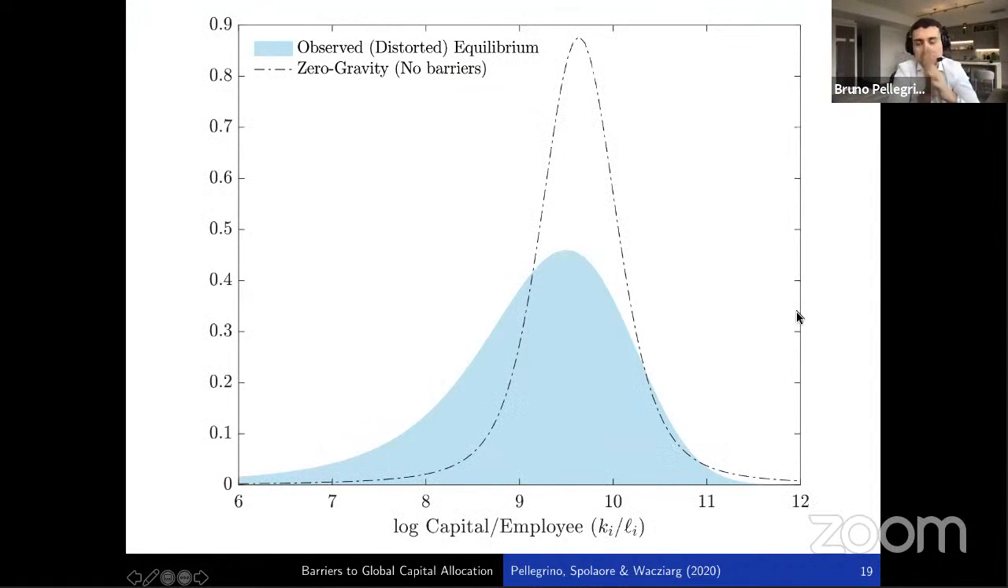But here's perhaps the most interesting result, and it's the country heterogeneity. What we find is that when we remove these barriers and let capital reallocate across countries, it tends to redistribute itself in a much more equal way across countries. So here you're looking at the distribution across countries of capital per employee in logs. And the light blue area is the observed distorted equilibrium, while the dotted line is the zero gravity world where we have removed all of these barriers. You can see we see a shift to the right, but especially we see a large reduction in dispersion.